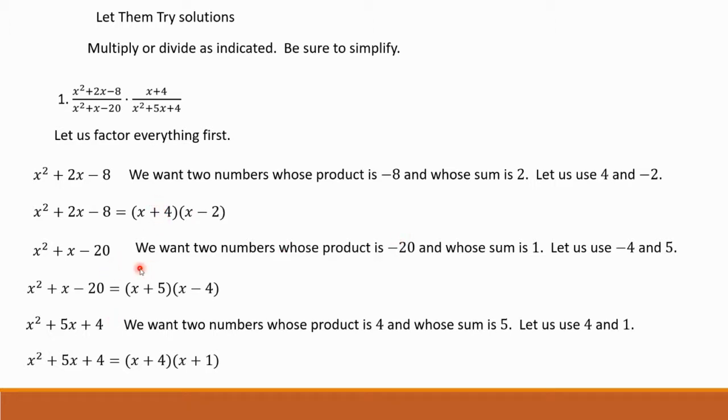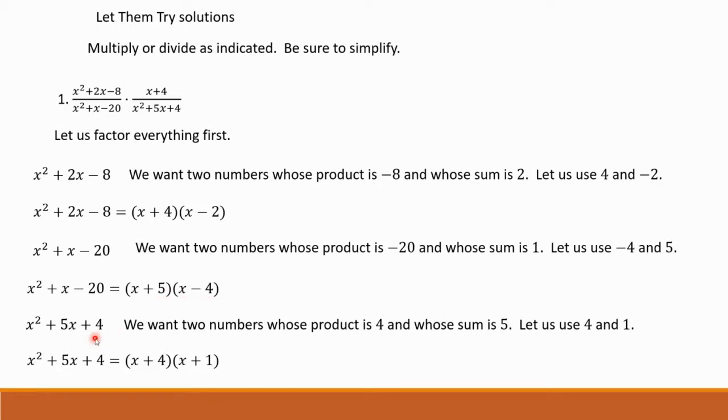Here, we want two numbers whose product is minus 20 and whose sum is 1. So what numbers? How about 5 and minus 4? That works, right? So what do we do next? Those numbers work because their product is negative 20, their sum is 1. So we have this.